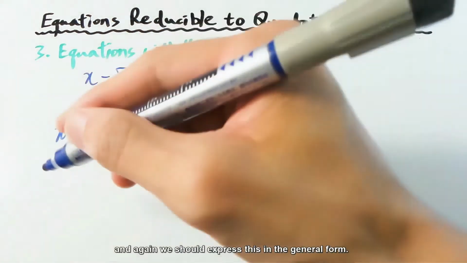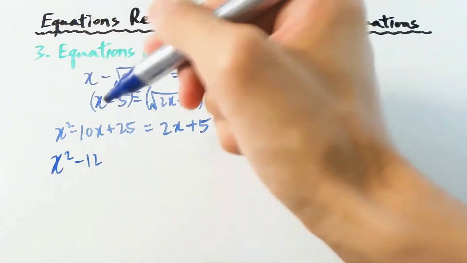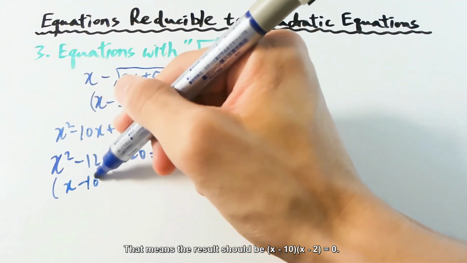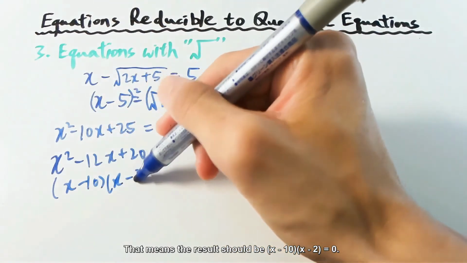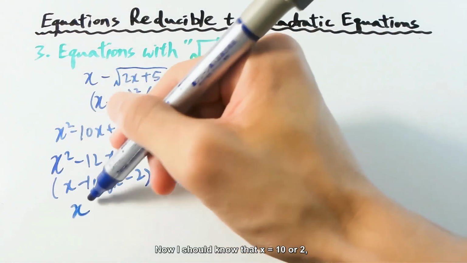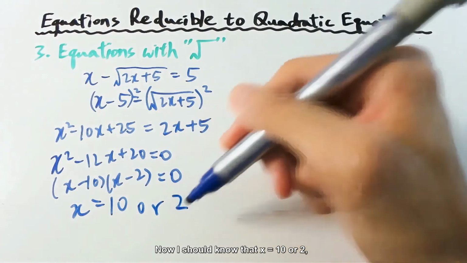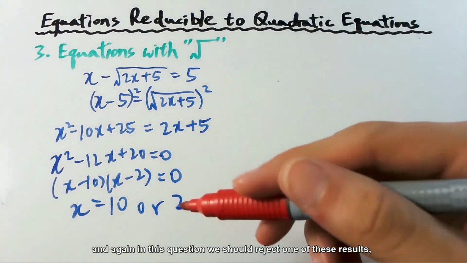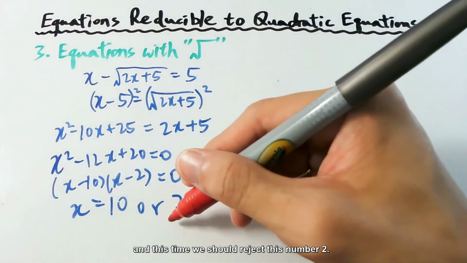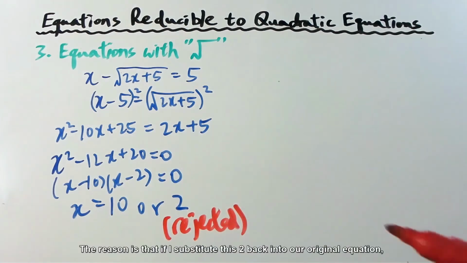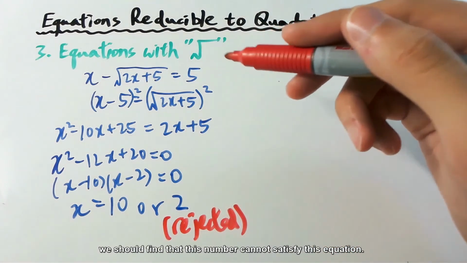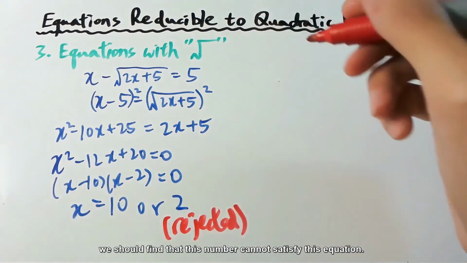And again, we should express this in the general form. That means the result should be x minus 10 times x minus 2 equals 0. Now x should either be 10 or 2. And again, in this question, we should reject one of these results, and this time we should reject this number 2. The reason is that if I substitute this 2 back into our original equation, we should find that this number cannot satisfy this equation.